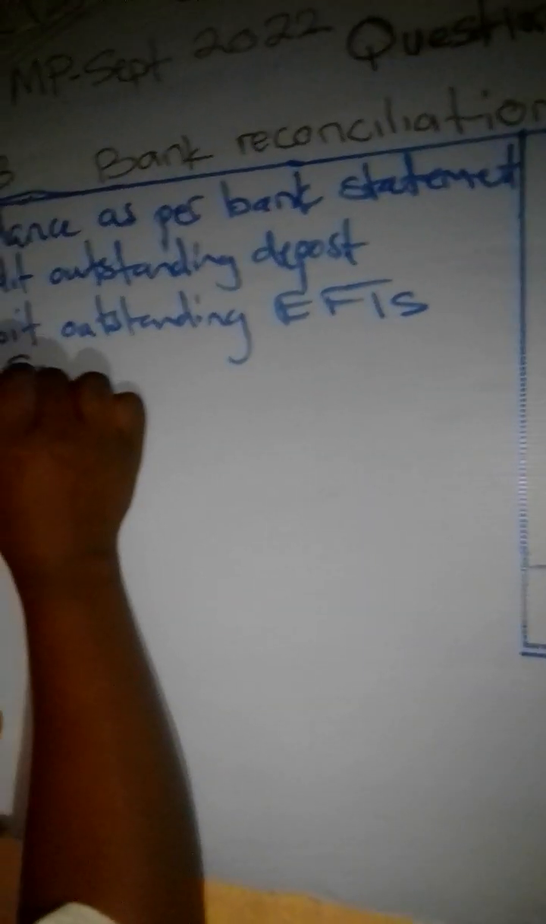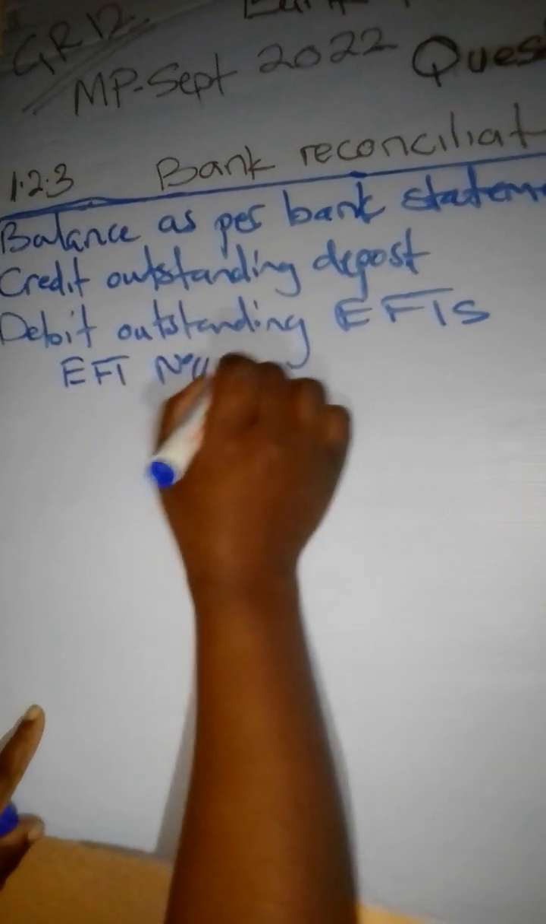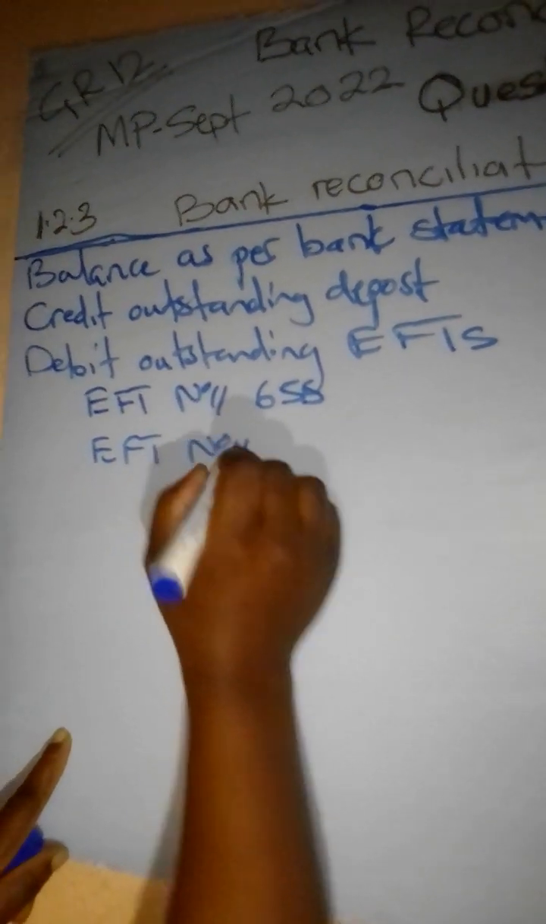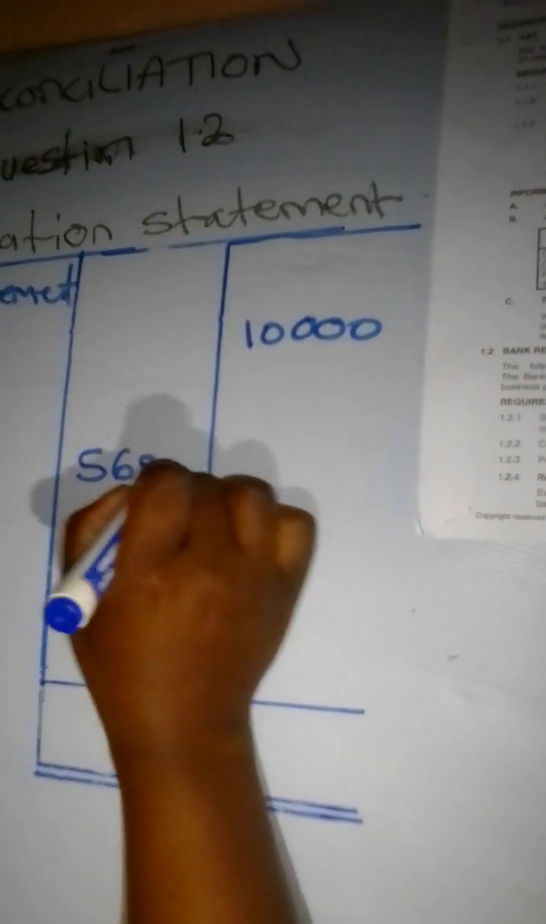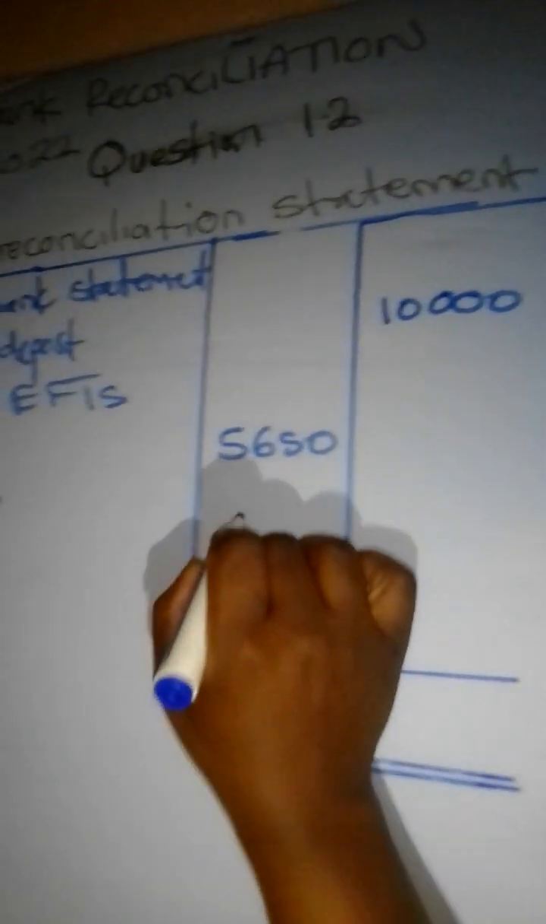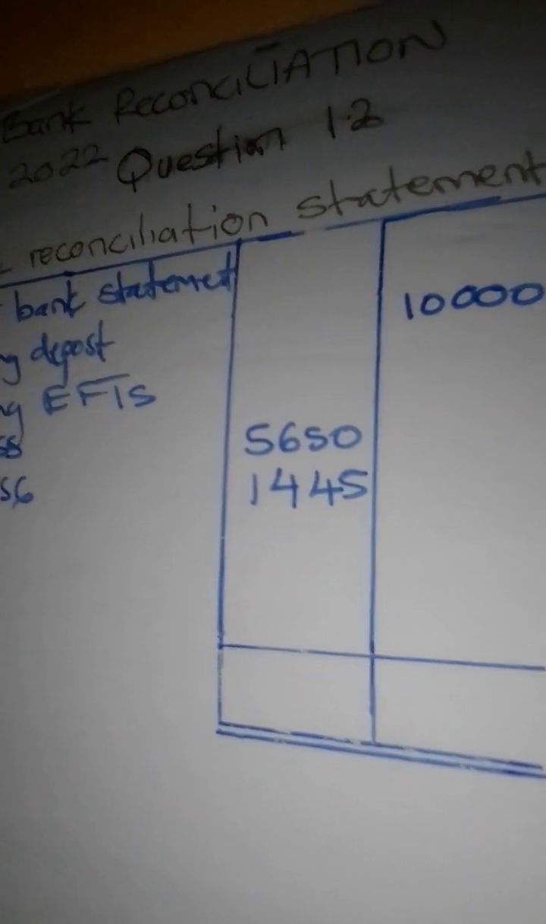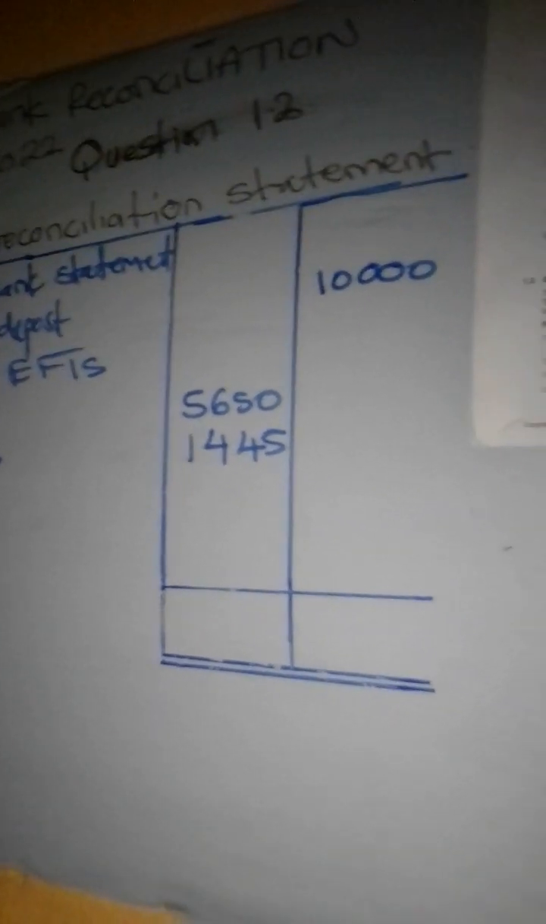So it's EFT number 655 and the other EFT, number 656. The amount for EFT number 655 is 5,650, and EFT number 656 is 1,445.